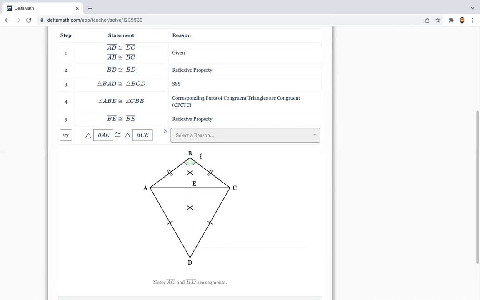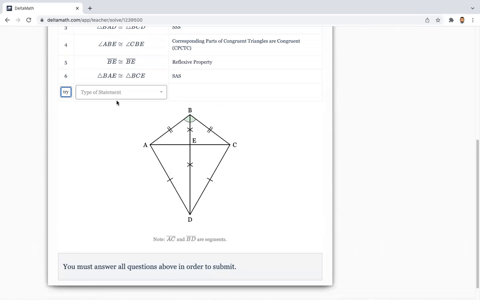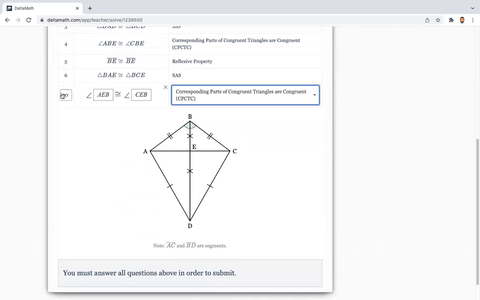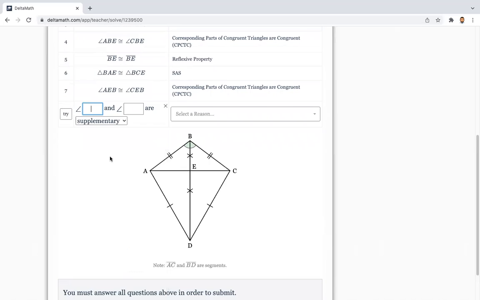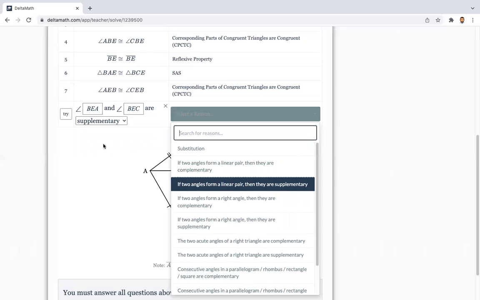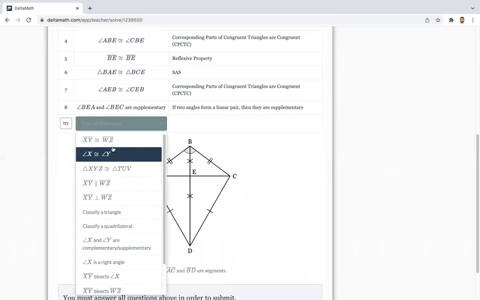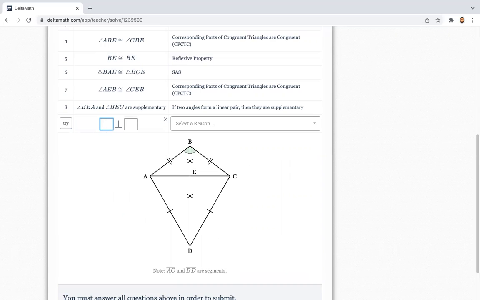What are those? Side angle side. And then those two angles must be congruent. So AEB and CEB by CPCTC. And if those are congruent, they're also supplementary. Why are they supplementary? Because they are linear pairs. And then finally, if they are linear pairs, supplementary and congruent, they make perpendicular lines.